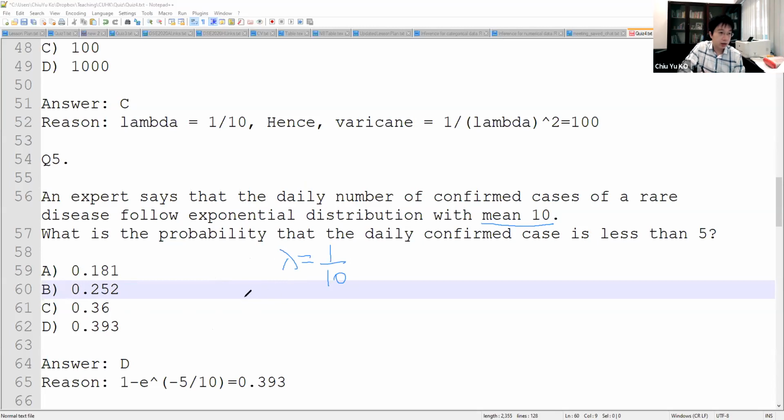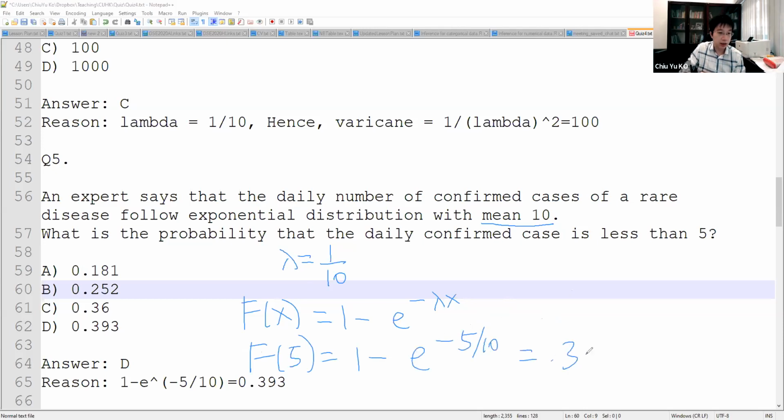So that's why we have F(x) is 1 minus e to the minus lambda x, which is 1 minus e to the, maybe put it this way, what we want is F(5). So that's why it's 1 minus e to the minus 5 over 10, which is 0.393.